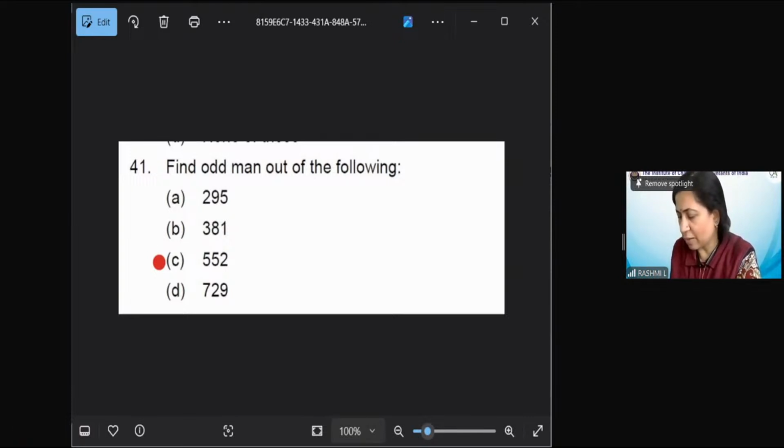Is 295 a square of anything? So if I go to the calculator, I will see 295, and what will I do? I will try to find. First I check whether the square root comes out, and the square root is not coming out for 295.